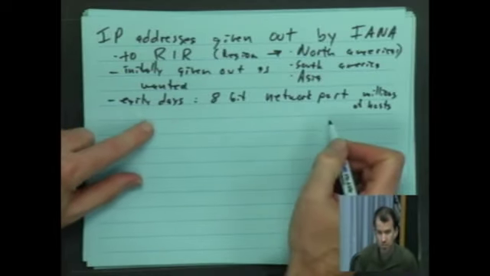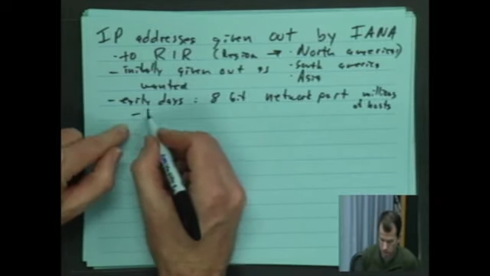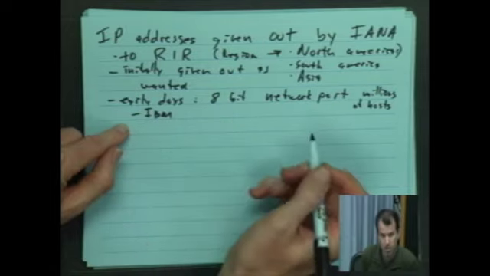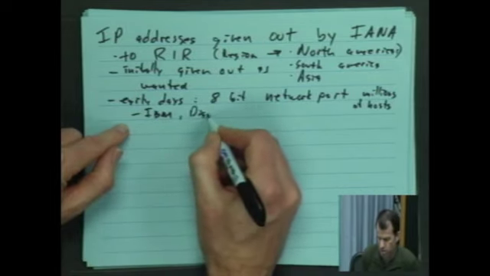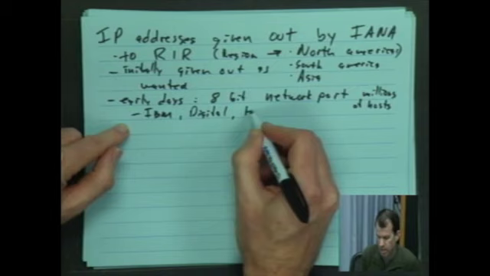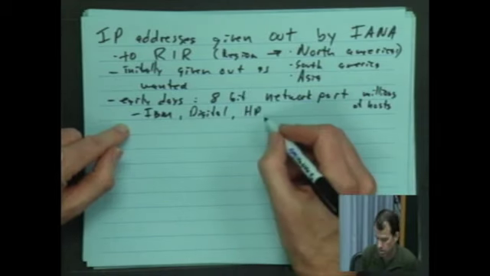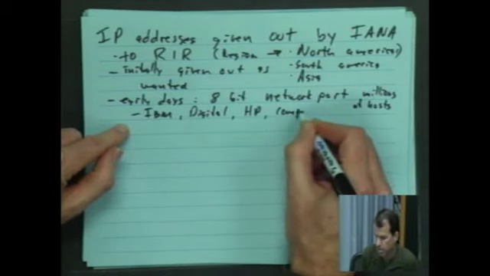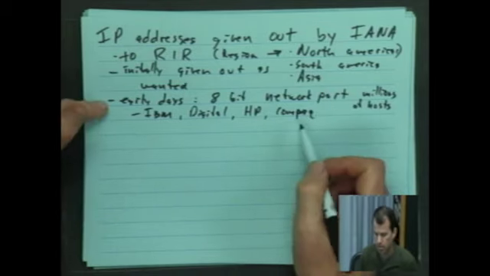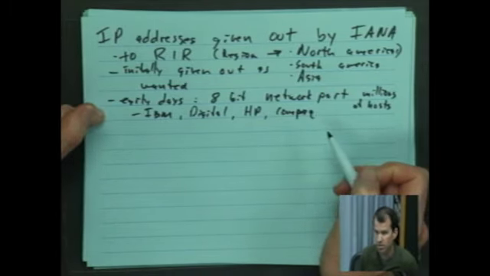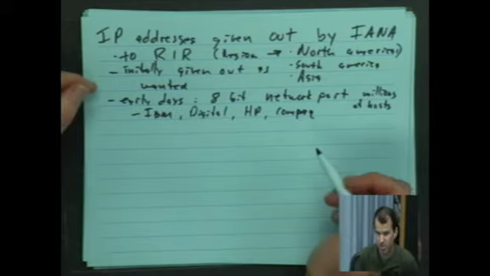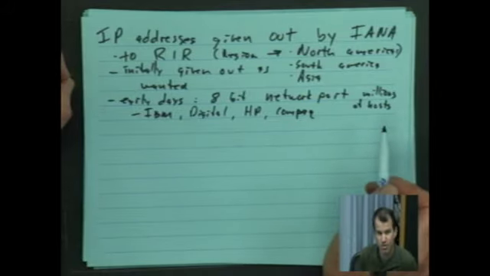So who gets these 8-bit network parts? Well, in the early days, it went to people like IBM. They were a big old company. Digital, you guys have heard of them? HP, you guys heard of those guys? Compaq. That's all these companies that just went and said, look, would you please give me a block of IP addresses? And they said, here, we got billions. Here's a few million for you to use.